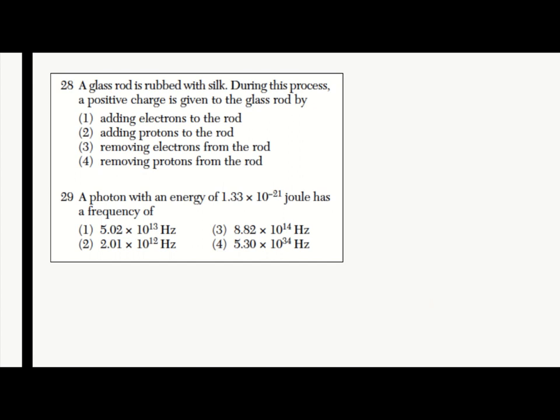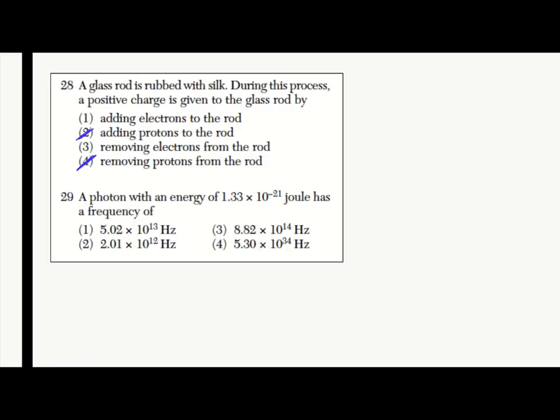A glass rod is rubbed with silk. During this process, a positive charge is given to the glass rod by doing what? Alright, so you need some chemistry background knowledge for this. Positive and negative charges, how do we even attain these? And it's through the process of adding or removing electrons. We are not changing our number of protons at all, because if you change the number of protons, you change the element, and we can't do that. They're stuck in the nucleus, they can barely move. But electrons are very mobile. They can move between objects, they can move throughout objects, they're very versatile and mobile.